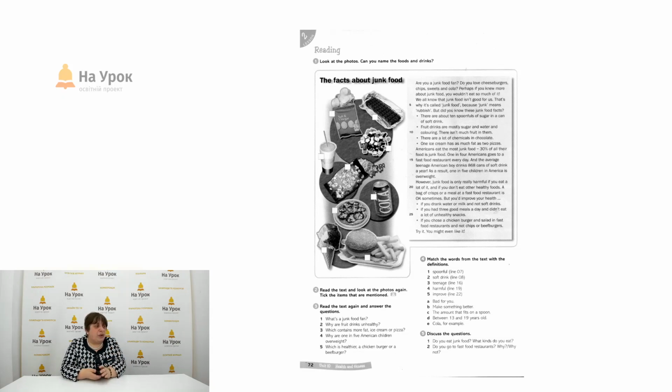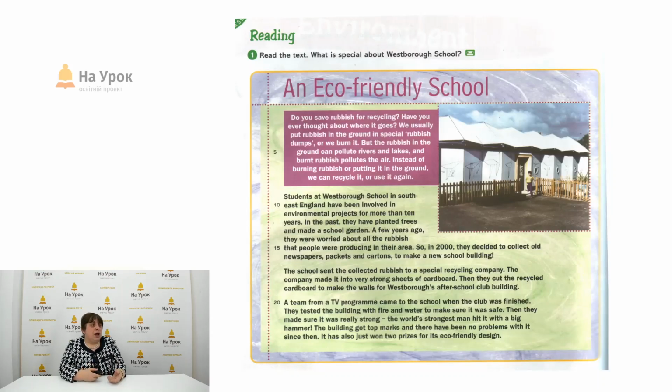Then, exercise for matching the words from the text with the definition. And discussing the questions. Do you eat junk food? What kinds do you eat? Do you go to fast food restaurants? Why or why not? How often, by the way, we can ask students how often. I like this text, by the way, that's why I gave it to you today, about one of the types of schools as an eco-friendly school, which teaches children to be eco-friendly.